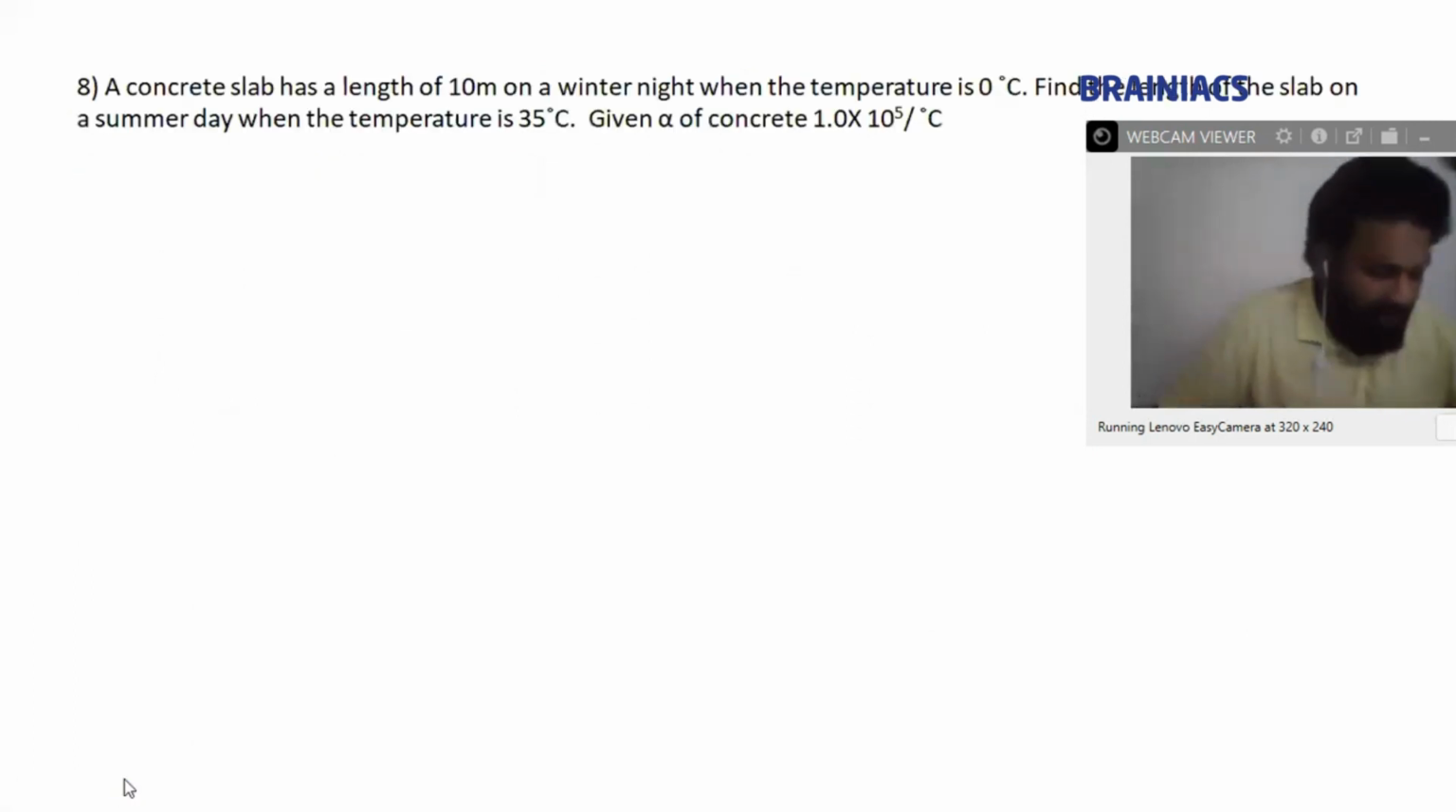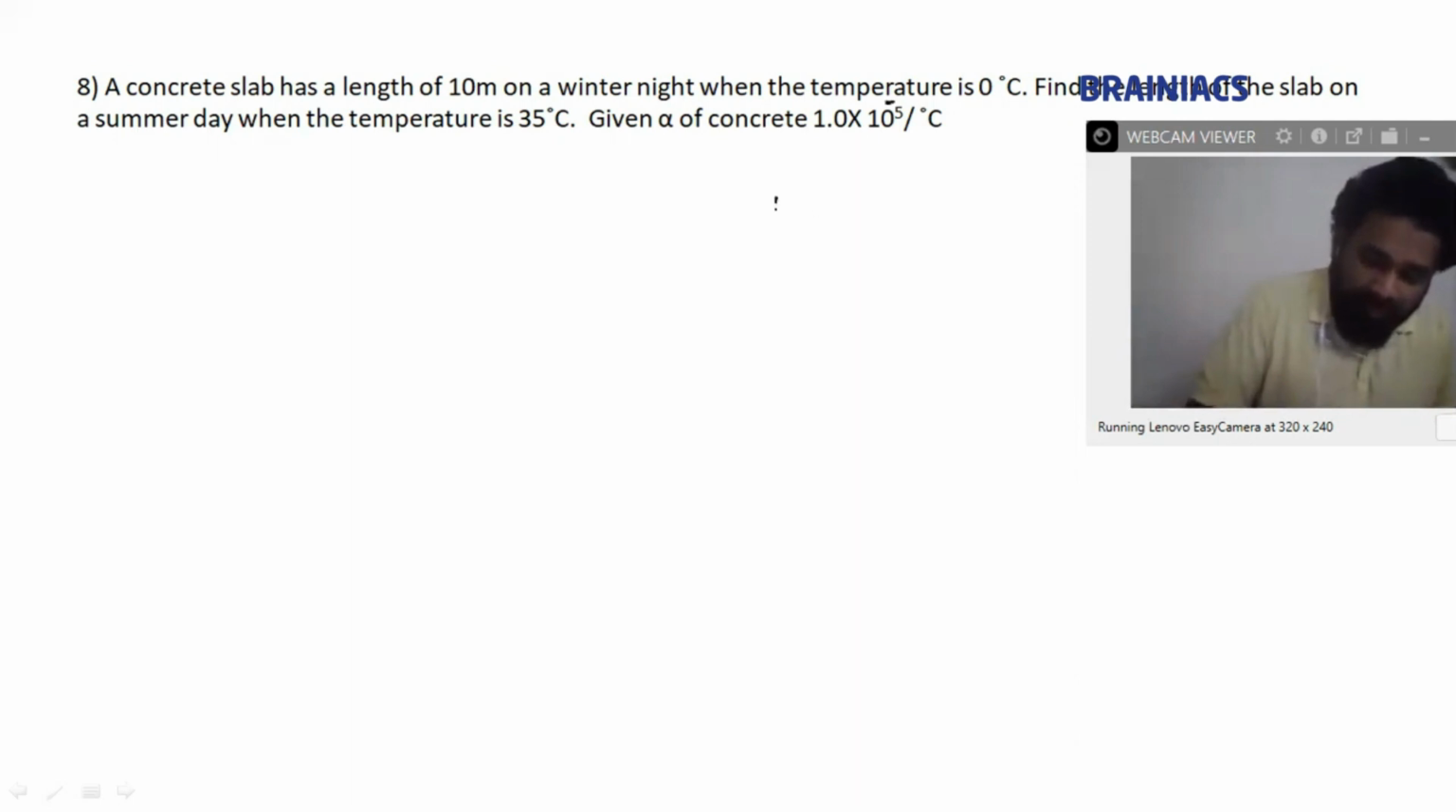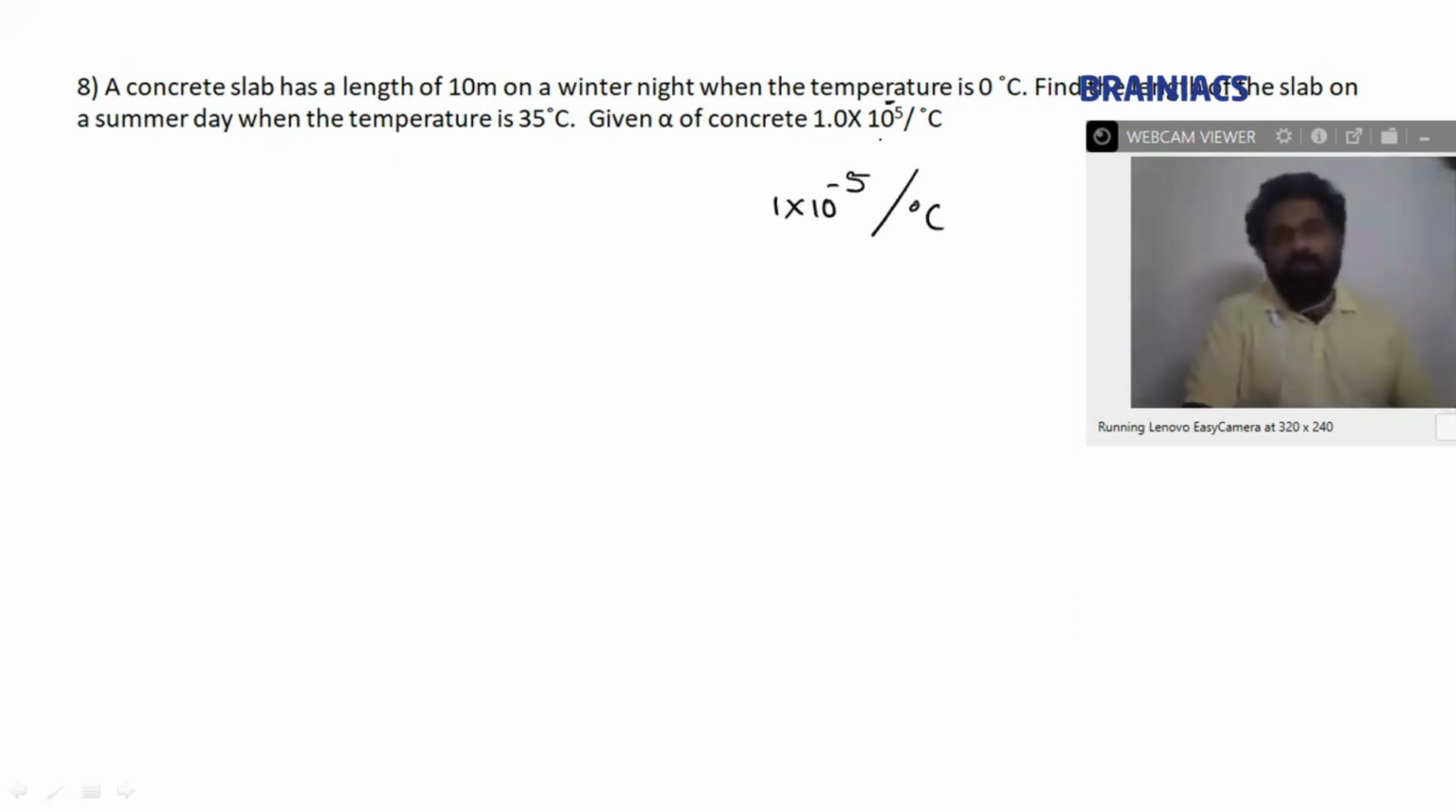Okay, another problem. A concrete slab has a length of 10 meters on a winter night when the temperature is 0 degrees Celsius. Find the length of the slab on a summer day when the temperature is 35 degrees Celsius. The coefficient of linear expansion alpha of concrete is given as 1 into 10 raised to minus 5. This is actually minus 5, 1 into 10 raised to minus 5 per degree Celsius, not 5. Please correct it. So find the length on a summer day.